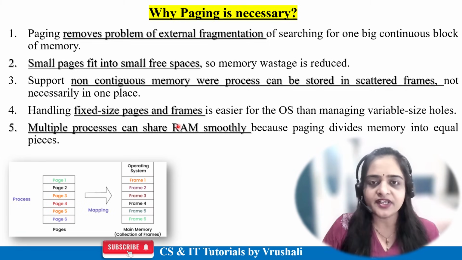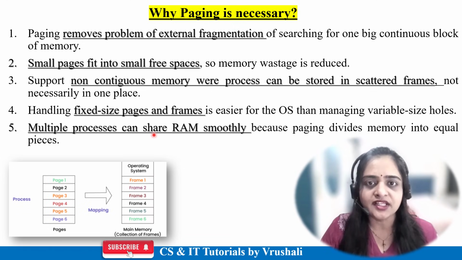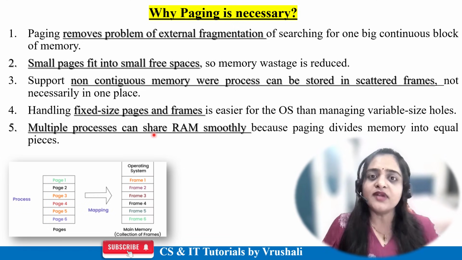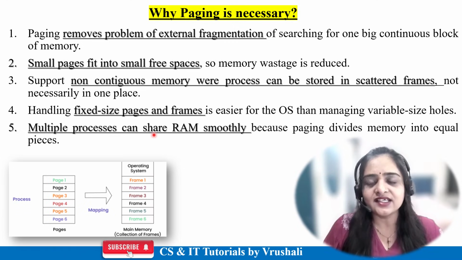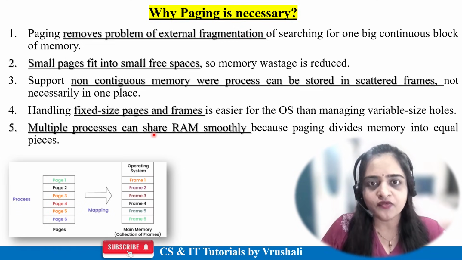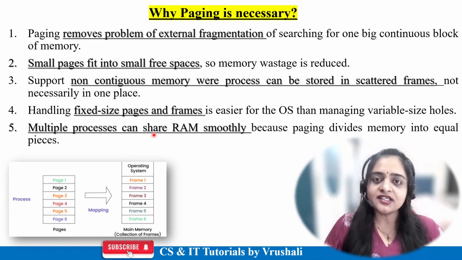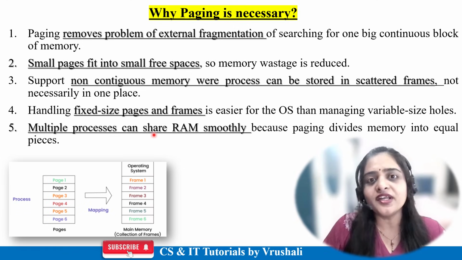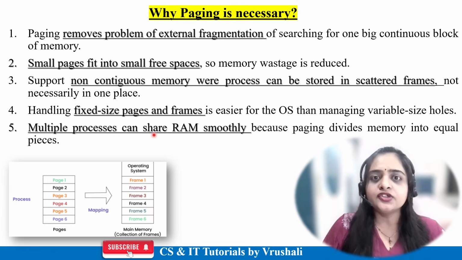Fixed size pages and frames are used by the operating system, and multiple processes can share RAM smoothly, because in an operating system multiprocessing and multitasking operations are performed. And sometimes multiple processes share the common memory space, right? To solve all these issues, paging is necessary in the operating system. It stores every data effectively without generating external fragmentation.